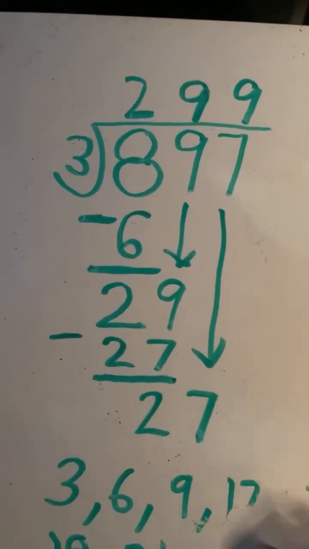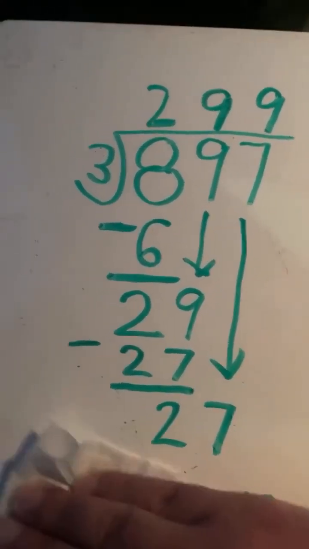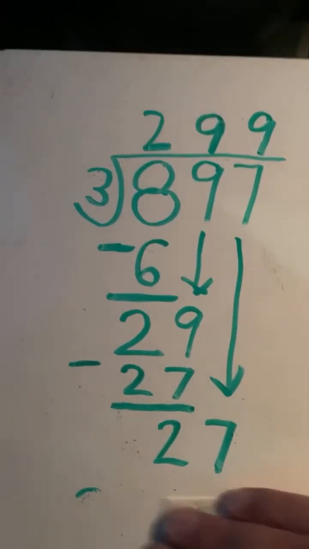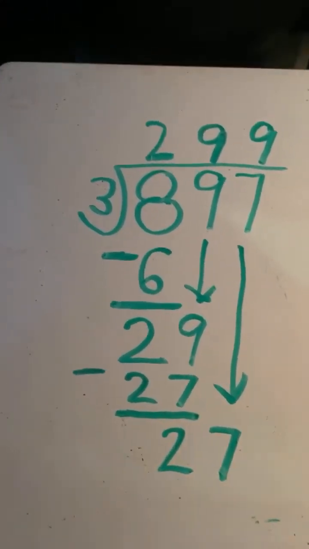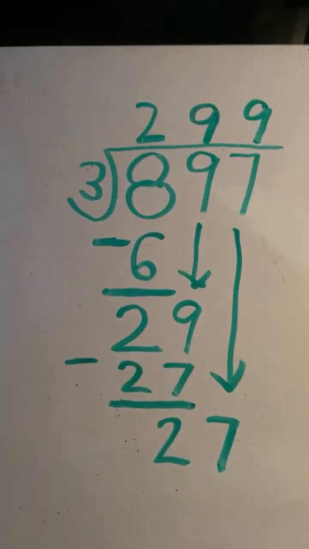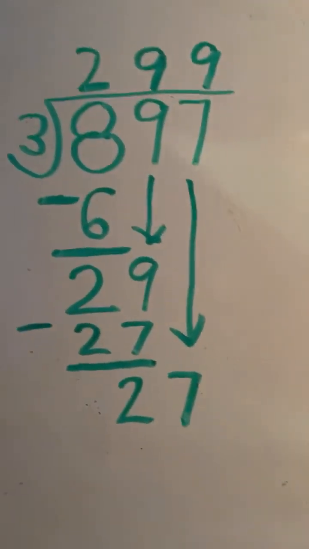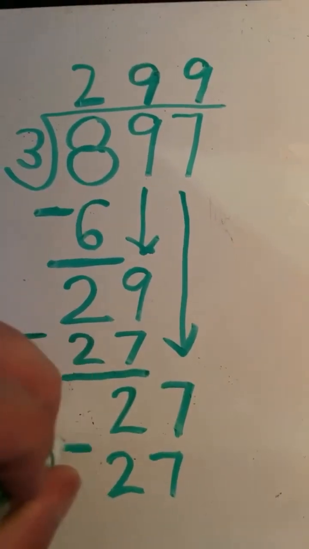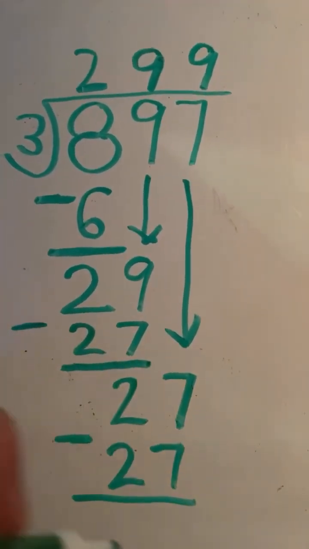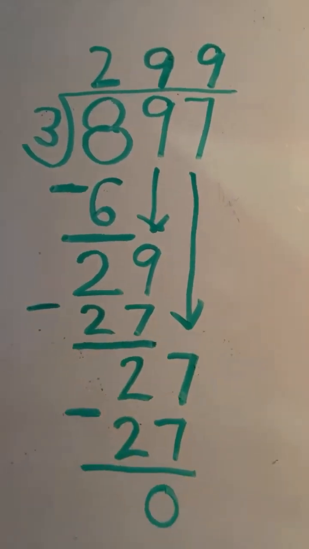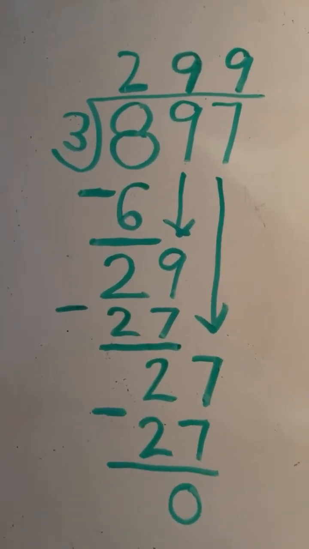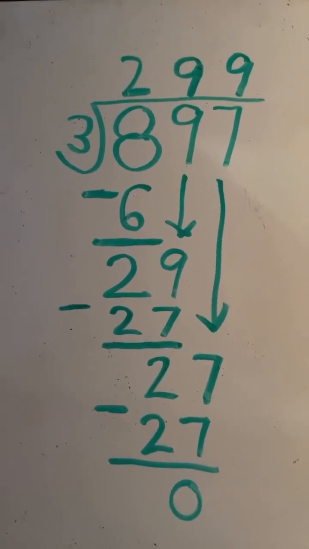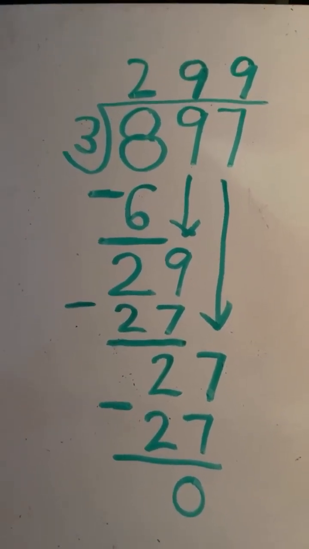So now we're going to do 27 minus 27. We landed right on the number. 27 minus 27 equals 0. It actually did end up being a whole number. There is no remainder there. 897 divided by 3 equals 299.